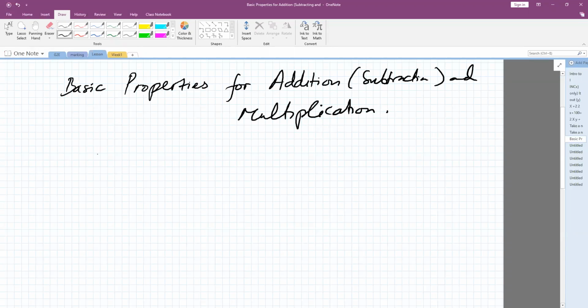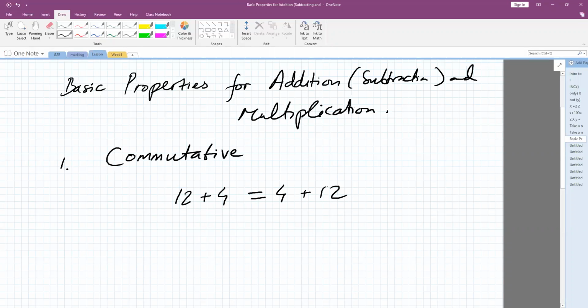So the first property, the first rule, is called commutative. What it means by commutative is when you have two numbers. If you have 12 times 4, you switch it around, 4 times 12. Now let's look first at addition or subtraction. When you have two numbers, for example, 12 plus 4, this is equal to 4 plus 12.